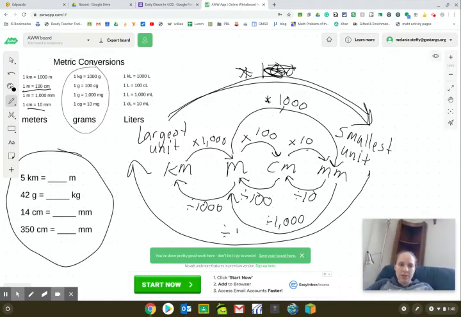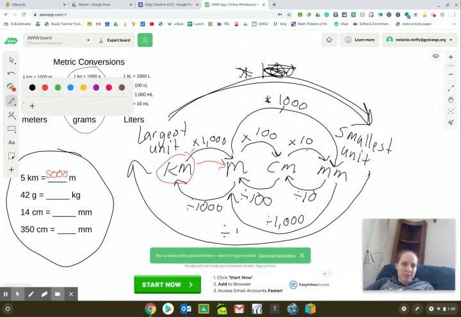5 kilometers is equal to how many meters? So I'm going from kilometers to meters. So in other words, I need to multiply by 1,000, since it tells me multiply by 1,000. So 5 times 1,000 is 5,000 meters. Excellent. Let's look at another one.